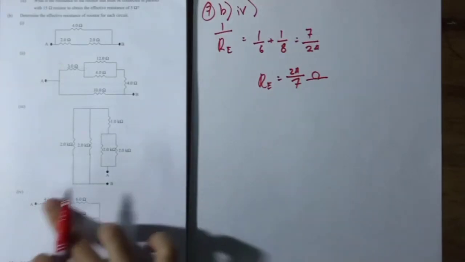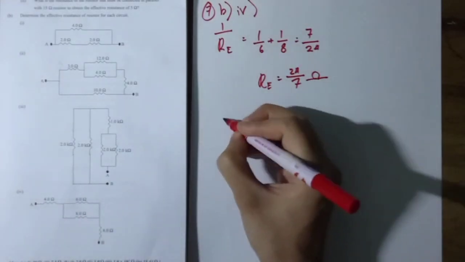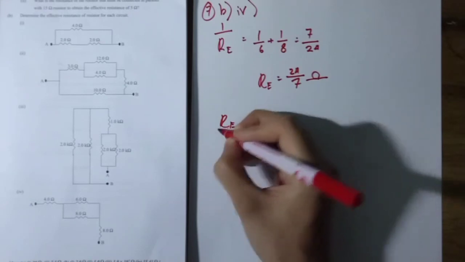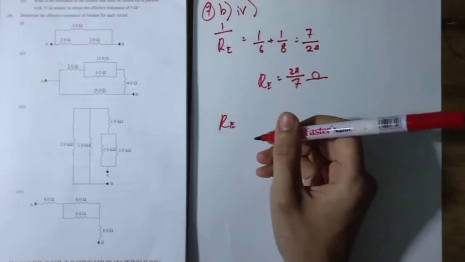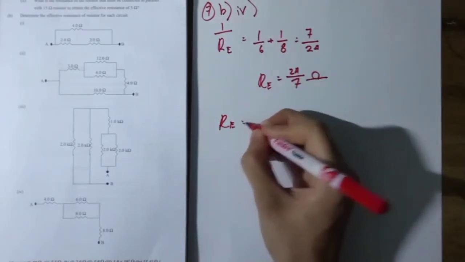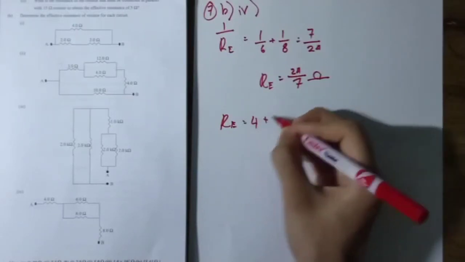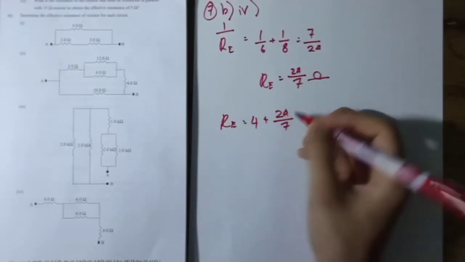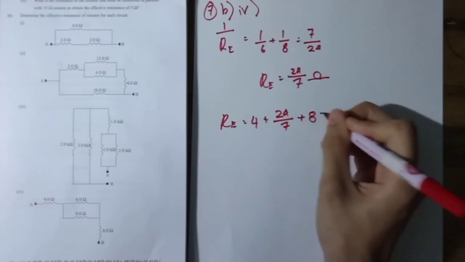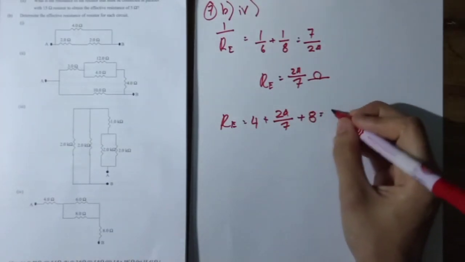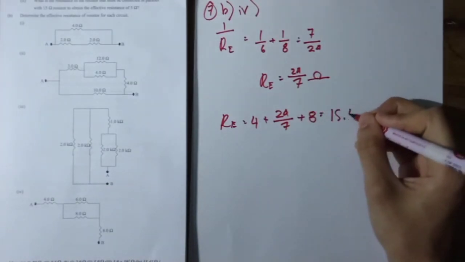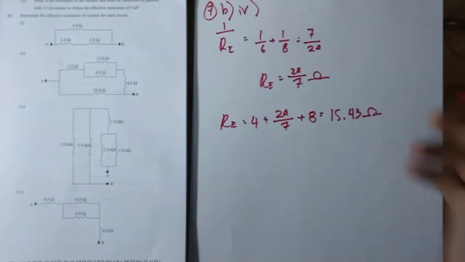These three values are in series, so just add them as in series. R effective equal to 4 plus 24 over 7 plus 8 equal to 15.43 ohm. Okay, thank you very much.